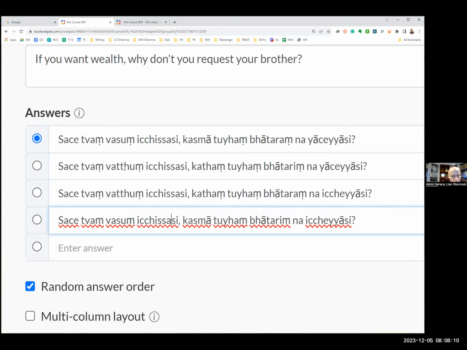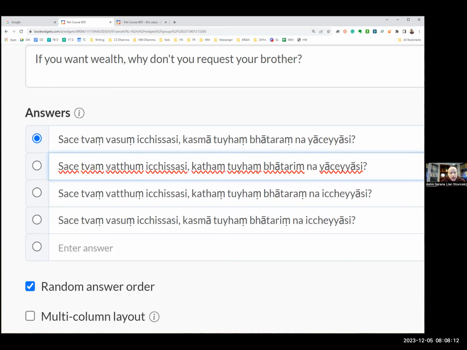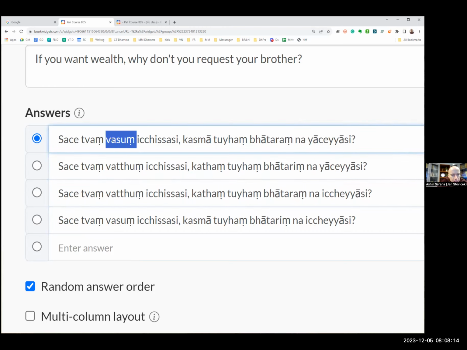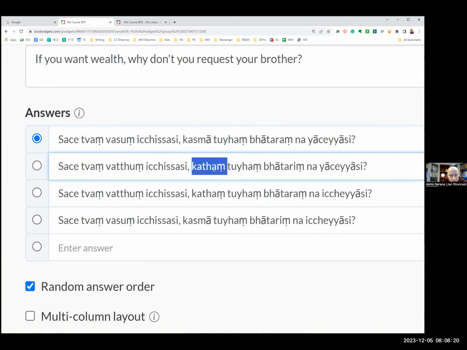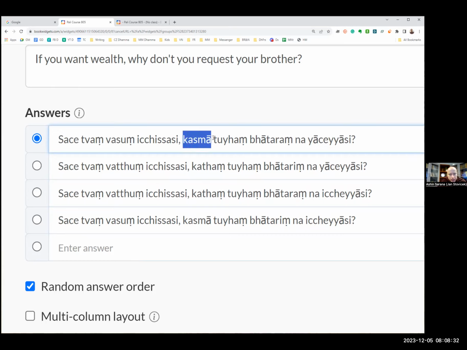So why not vatung? So vatu is a base. Vasu is wealth. So they're different things. And then kasma or katang. So katang is how, or it's an accusative of talk or speech. But here kasma means why. So we need to use kasma.